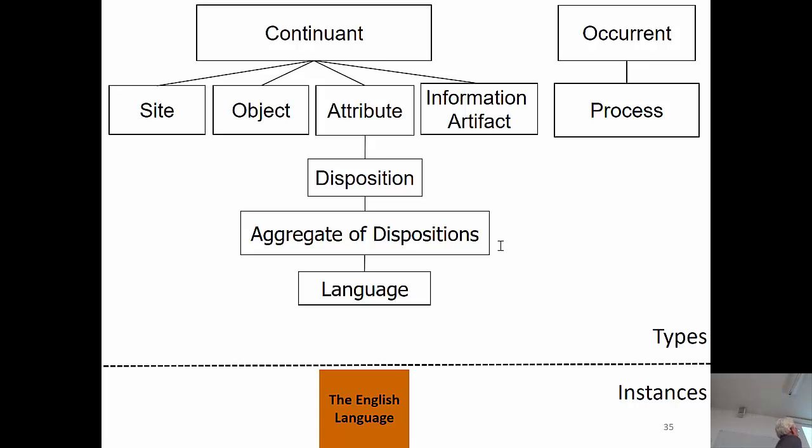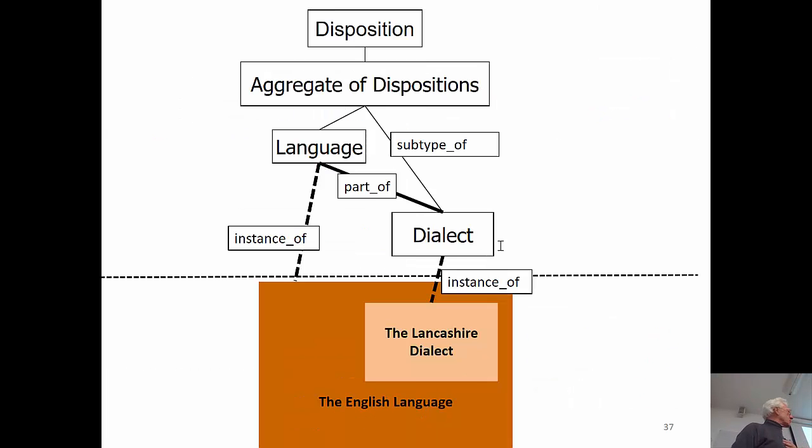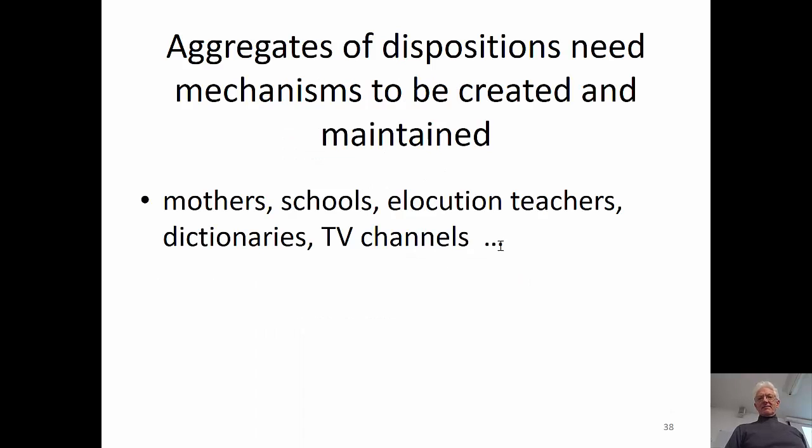So if we want to have a picture of the English language, it's a kind of disposition. The English language is an instance of a language which is an aggregate of dispositions, which is itself a very large disposition. And then the Lancashire dialect is a dialect which is a part of a language, and the dialect itself is a kind of aggregate of dispositions. And then we can draw another picture which puts the dialect inside the language as a part. We'd have to talk about Jamaican English over here, not to mention America and Canada. All right. Now, such aggregates of dispositions have to be maintained, and there are mechanisms, things like mothers.